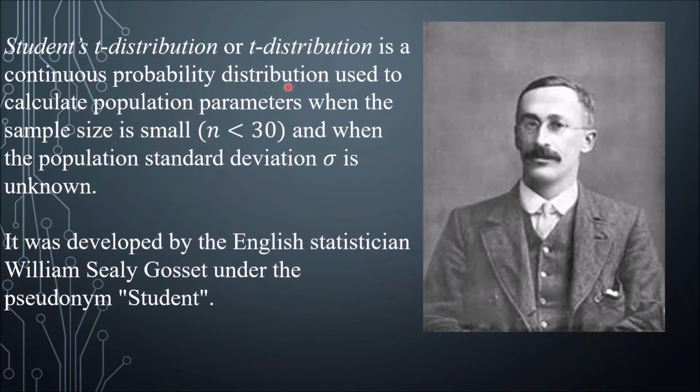Student's t distribution, or just t distribution, is a continuous probability distribution used to calculate population parameters when the sample size is small, or n is less than 30, and when the population standard deviation is unknown. It was developed by the English statistician William Sealy Gosset under the pseudonym Student. That's why this is called Student's t distribution.